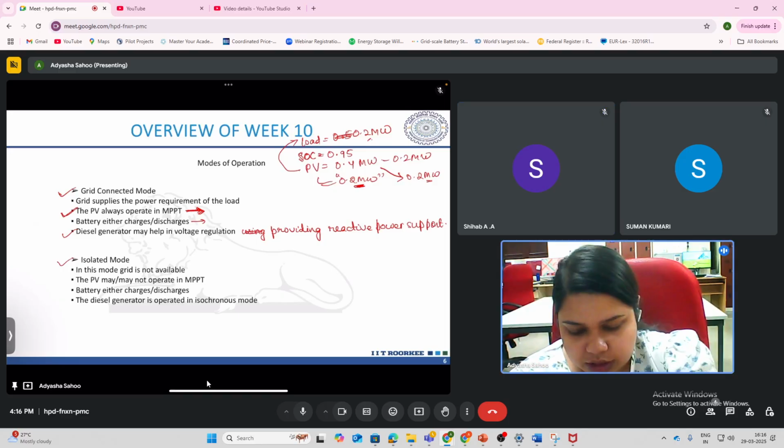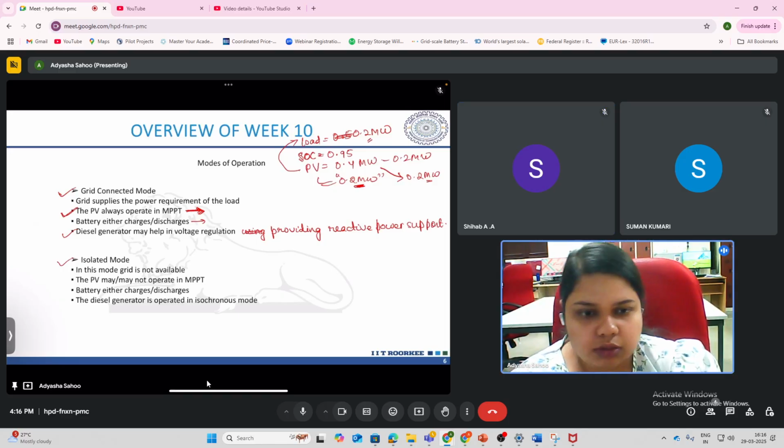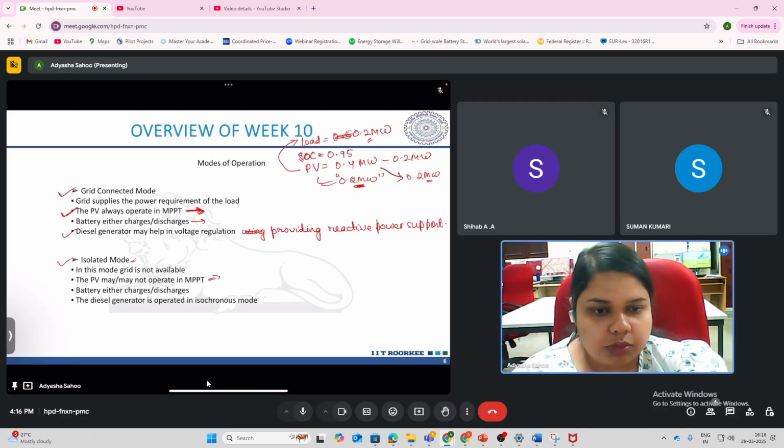So the main point is that in the grid connected mode, PV can always operate in the MPPT mode, but in the isolated mode, whether the PV operates in MPPT mode or not will be determined by the battery SOC limit.